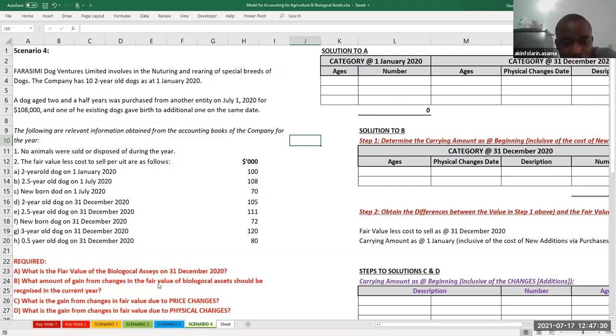3-year-old dog on 31st December 2020 is valued at $120,000. A half-year-old dog on 31st December 2020 is valued at $80,000. Required. A, what is the fair value of the biological asset as at 31st December 2020? B, what amount of gain from changes in the fair value of biological assets should be recognized in the current year? C, what is the gain from changes in fair value due to price changes? And D, what is the gain from changes in fair value due to physical changes?